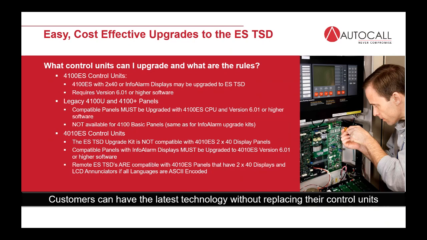Now, remote ES touchscreens are compatible with those 4010 ES panels that have the 2x40 displays that I referenced. We can't do it at the head end, but we can put those remote displays out in the field and on LCD annunciators if all the languages are ASCII encoded. So the customers can have this latest technology without having to replace their control units, right? If we don't replace their control unit at the head end, we can still do that remote touchscreen display and upgrade that software. Next slide, please.